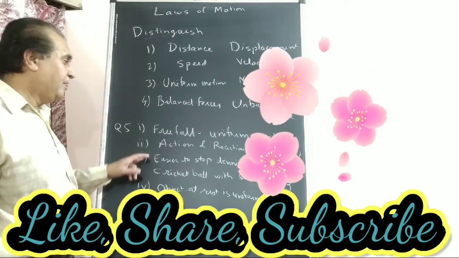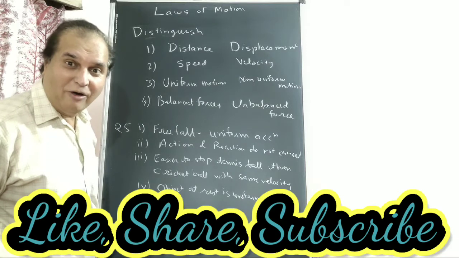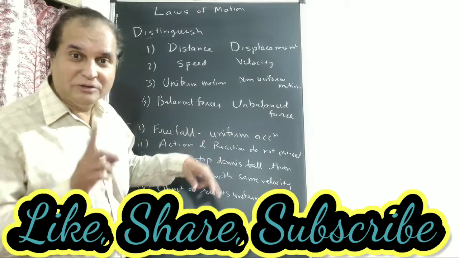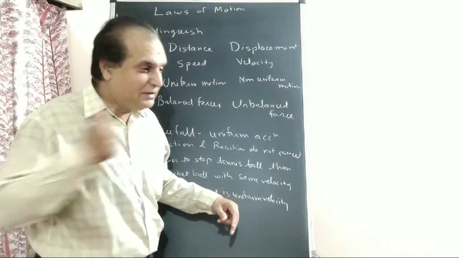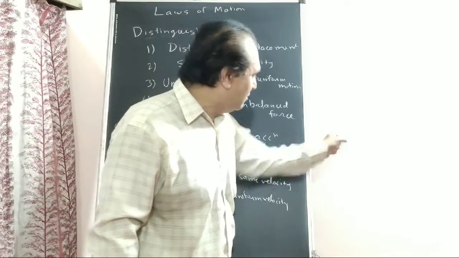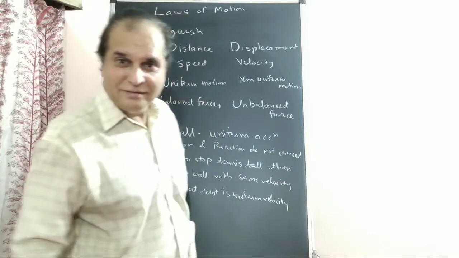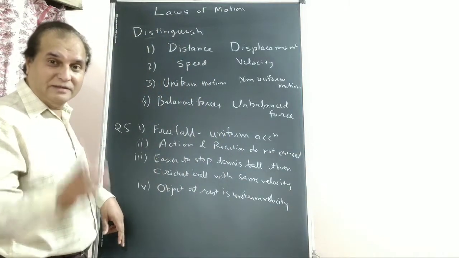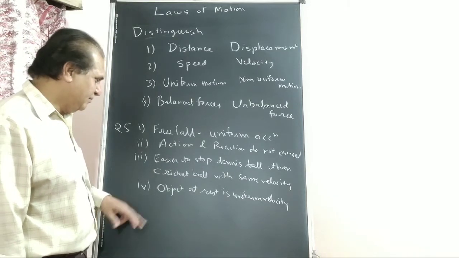Action and reaction do not cancel each other. Newton's third law: balanced forces act on the same body, so they cancel. But action and reaction act on different bodies. If I hit a wall, my action is on the wall and the wall's reaction is on my body. They are not on the same body, so they do not cancel each other, though they are equal and opposite.